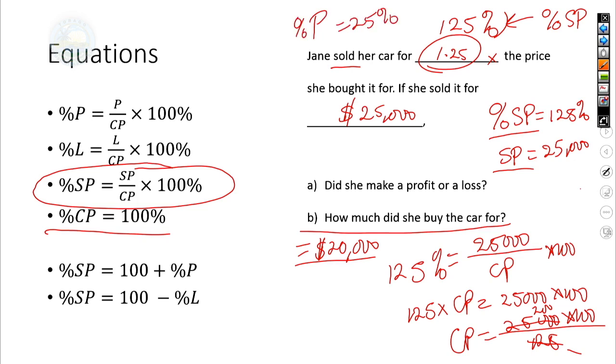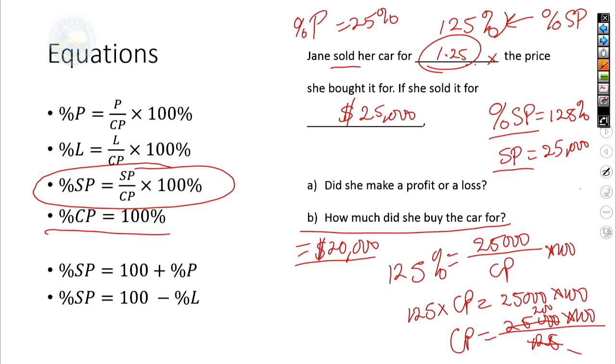And how did we establish that? We established it by this number. Because she sold it for 1.25 times, right? The 100% would be the cost price, and the additional will be the profit. And the additional of the 125% is 25%.